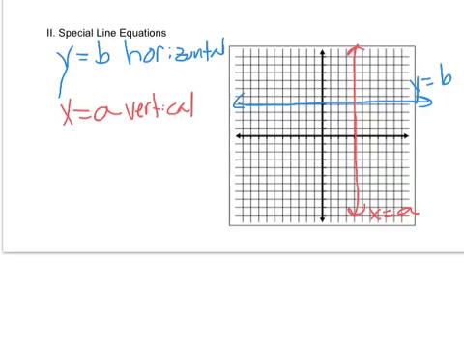So if I wanted to graph y is equal to -3, let me make that a different color. We'll make it purple, so you can see it on the graph. y is equal to -3. That means that wherever I am, my y value is -3. So it's going to be a horizontal line. X can be anything you want. Y is equal to -3.